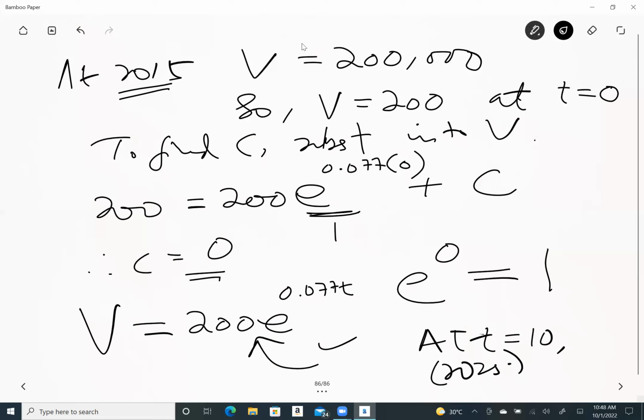So look at the book. The value of the home will be what? $431,950. Okay, so that is one example.